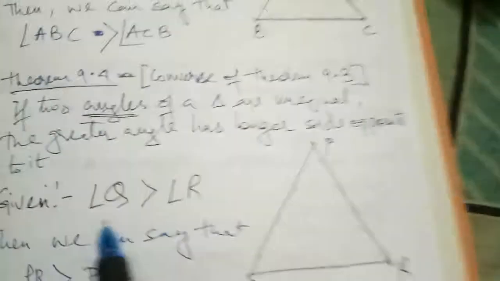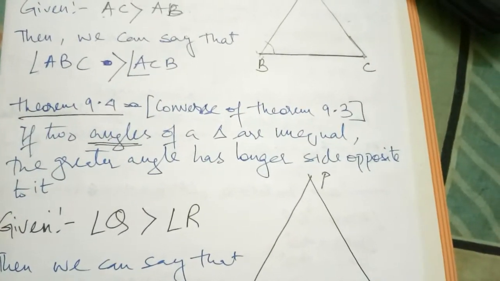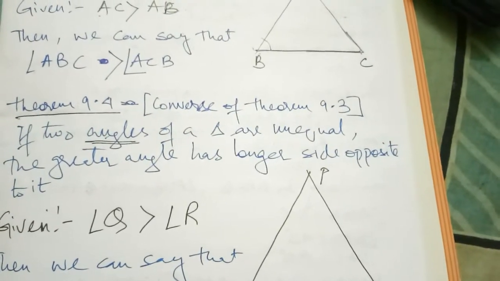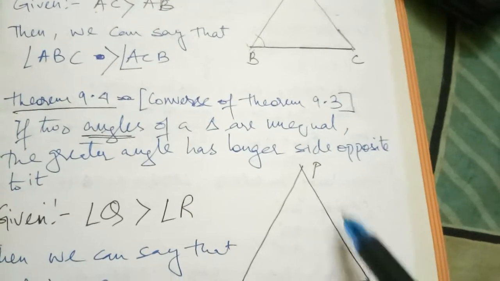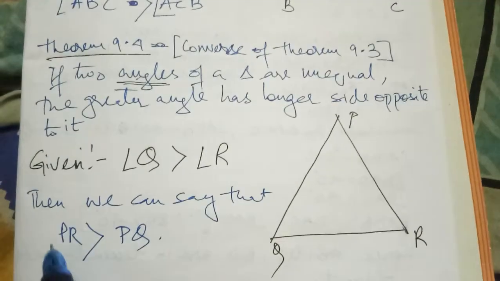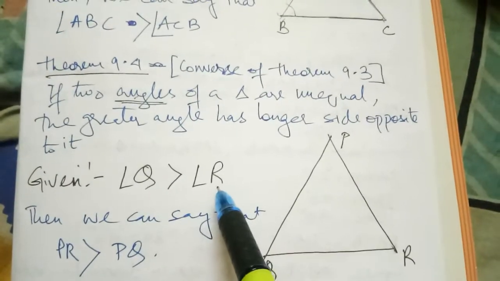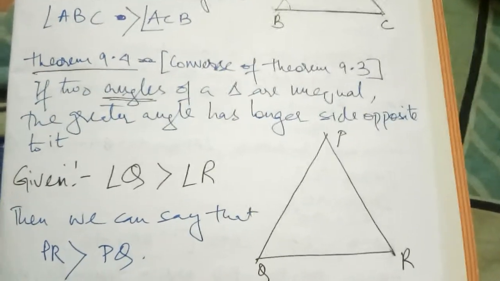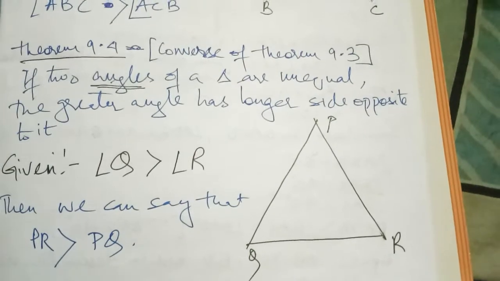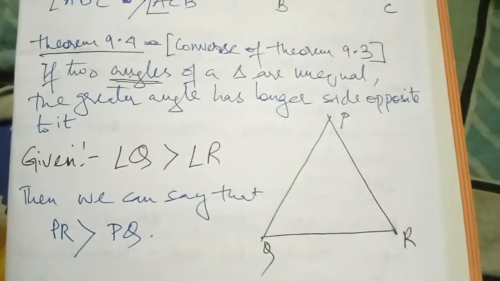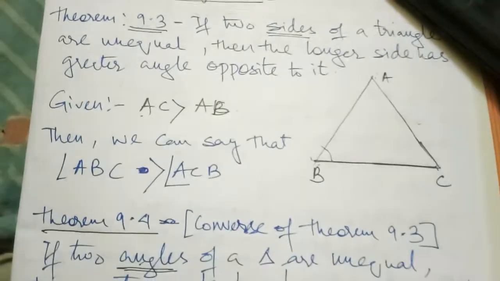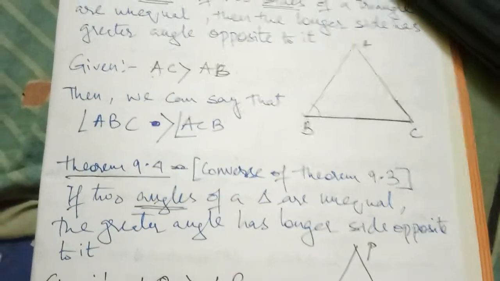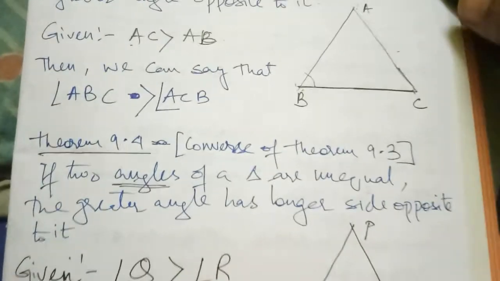See, over here the angle is given: angle Q is greater than angle R. If angle Q is greater than R, that means the side opposite angle Q is PR, written over here, and the side opposite angle R is PQ, written over here. That means PR is greater than PQ. Okay. I hope both these theorems you have to learn and understand, and this converse also you have to learn. Okay. Next we will do one question from the exercises.